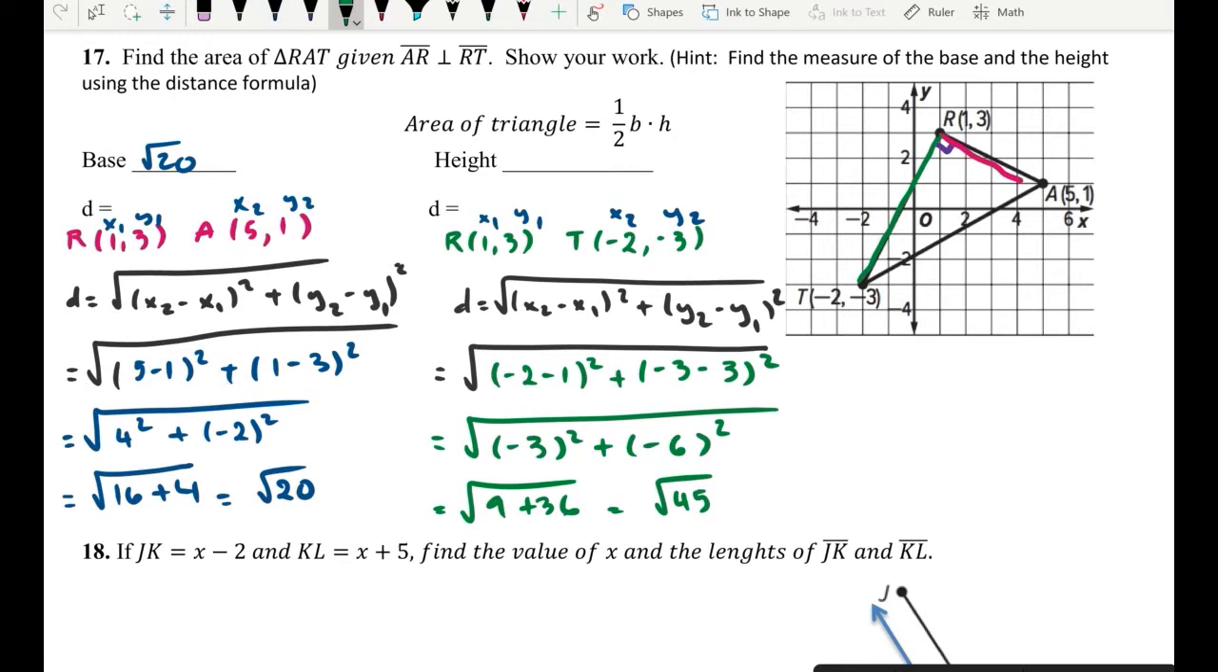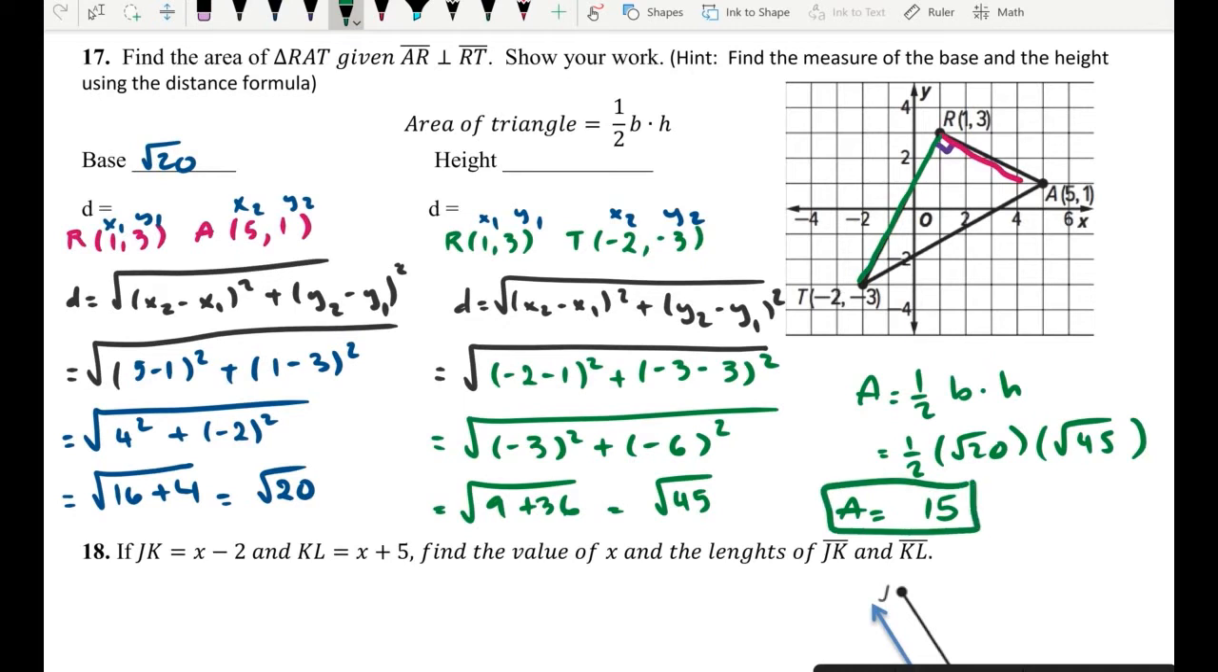Okay, so the area of the triangle is 1/2 base times height, which means 1/2 square root of 20 times square root of 45. So 1/2 times square root of 20 times square root of 45. That will give me the answer, which is 15. So that's it. The area is 15 for number 17.